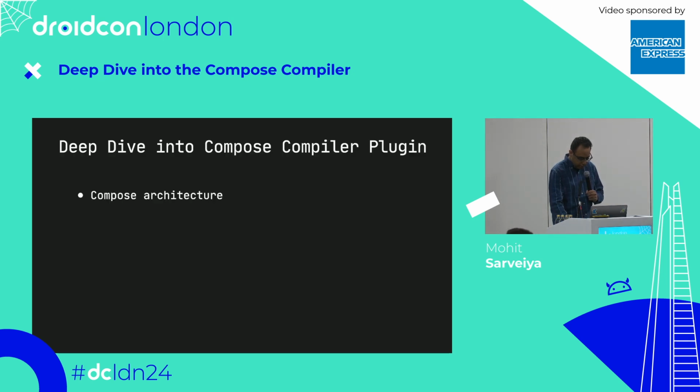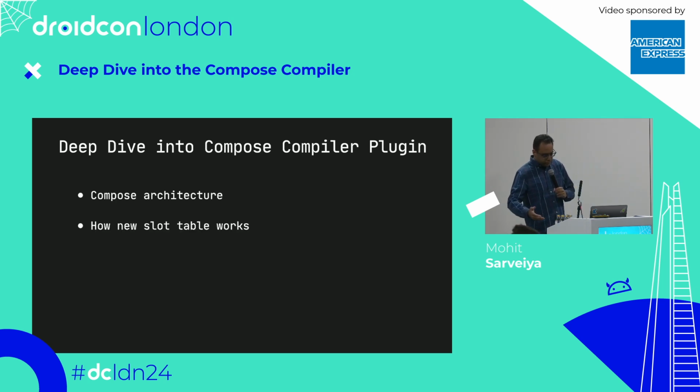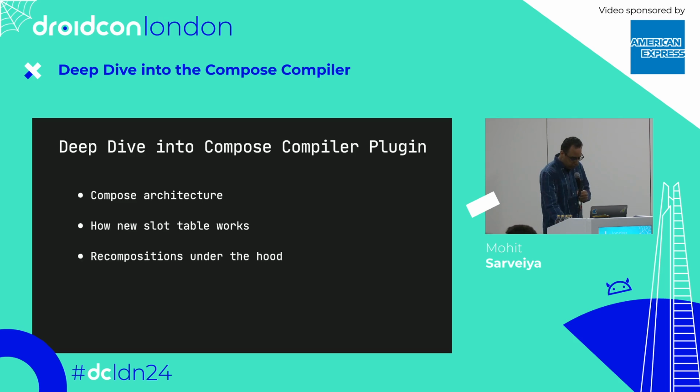I'm going to share with you the Compose architecture, and what the components in this architecture are. What does the API look like? There's something in Compose called a slot table, and I'm going to share how it works. I'm also going to share what the compiler team has been exploring, recompositions and how they work underneath the hood, and how IR code is generated.